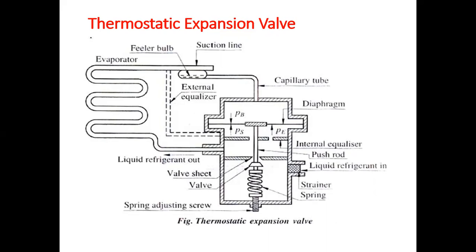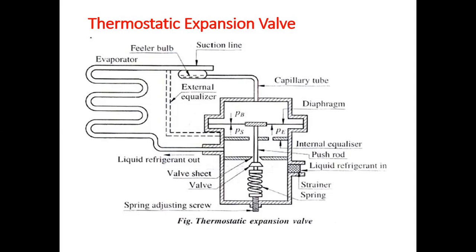The opening and closing of the valve depends upon the spring pressure acting on the bottom of the diaphragm, the evaporator pressure acting on the bottom of the diaphragm, and the filler bulb pressure acting on the top of the diaphragm. Since the filler bulb is installed on the suction line, it will be at the same temperature as the refrigerant at that point. Any change in temperature of the refrigerant will cause a change in pressure in the filler bulb, which will be transmitted to the top of the diaphragm.